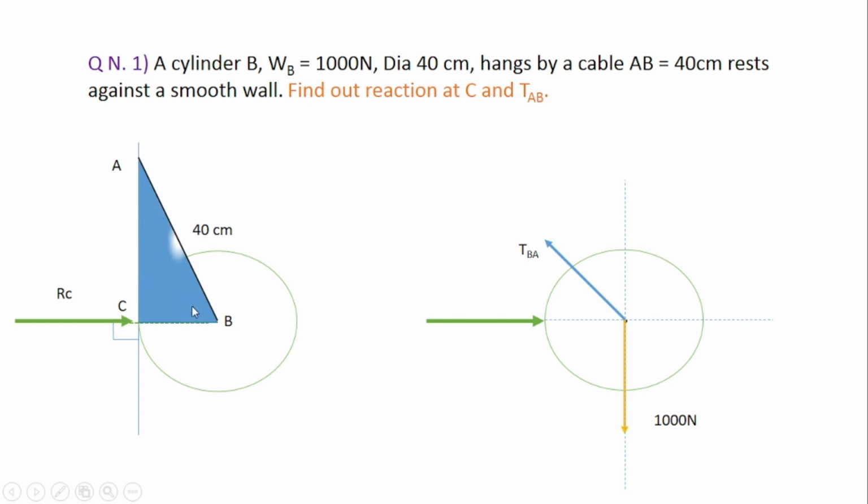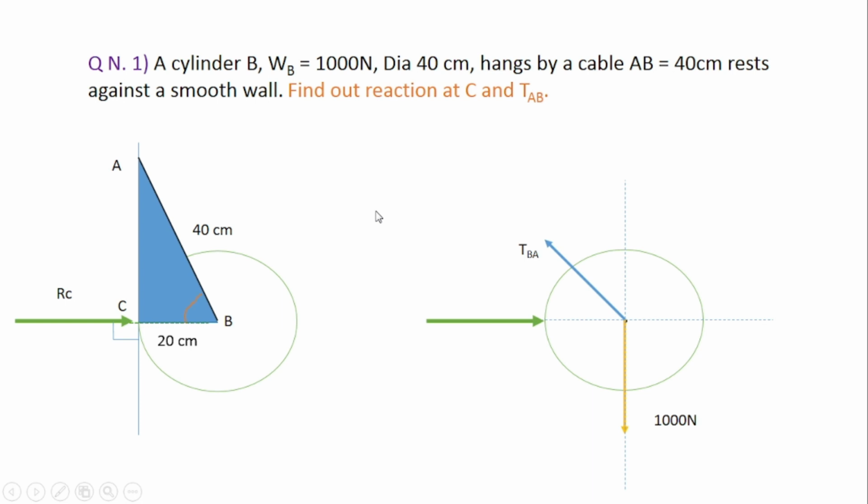So for that, we'll consider this triangle. The length of AB is given, it is equal to 40 centimeter, and the base of this triangle will be 20 centimeter. Why is it 20? Because the diameter of the sphere is given as 40 centimeters. So half of that will be the radius of this sphere, so it is equal to 20 centimeter.